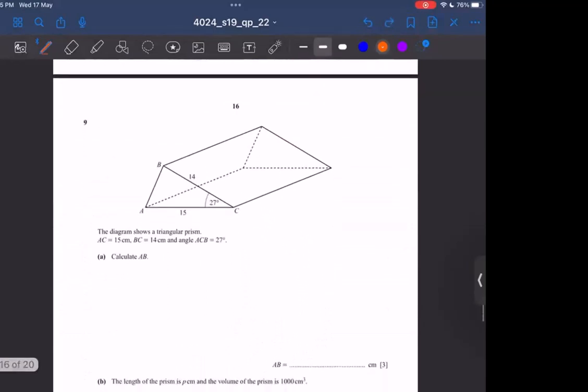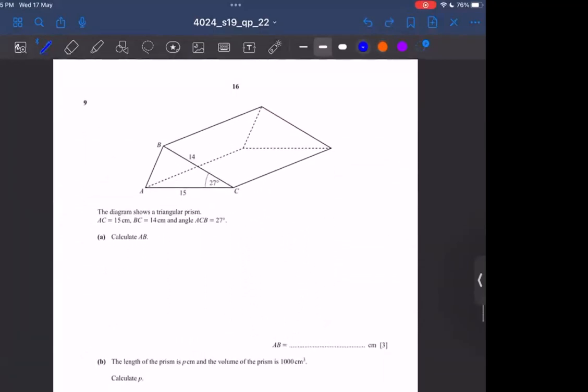Now we have question number 9. It is related to mensuration. The diagram shows a triangular prism. AC is 15, BC is 14, and angle ACB is 27. Calculate the length of AB. So this is a non-right angle triangle. We need to find out the opposite side AB.